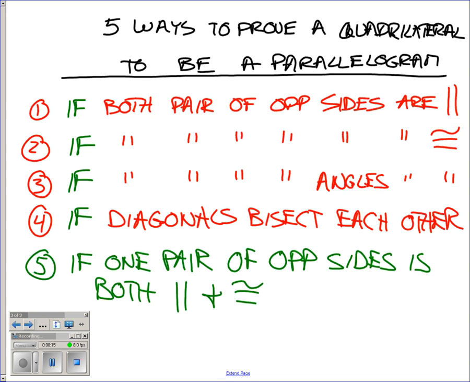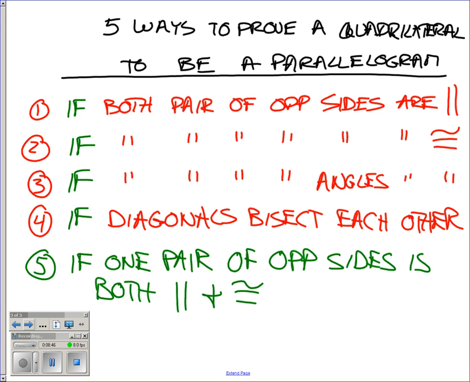So if you know you've got a parallelogram: both pairs of opposite sides parallel, both pairs of opposite sides congruent, both pairs of opposite angles congruent, diagonals bisect each other, and consecutive angles are supplementary. If you want to show that it has to be a parallelogram, then you've got these right here. But you have to change the last one to where it's one pair of opposite sides, both parallel and congruent. And that's sections 2 and 3.